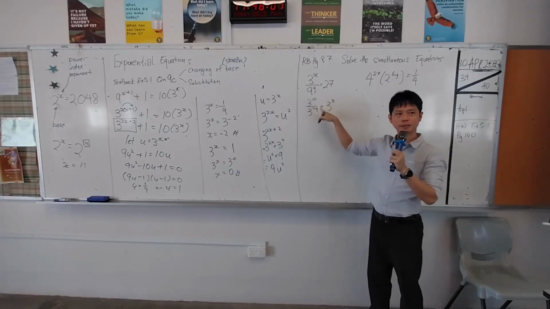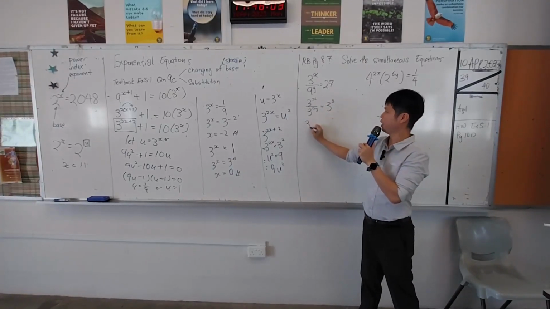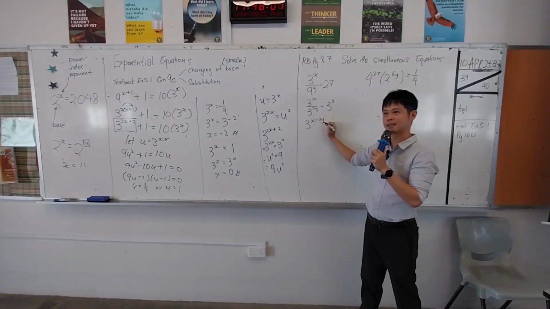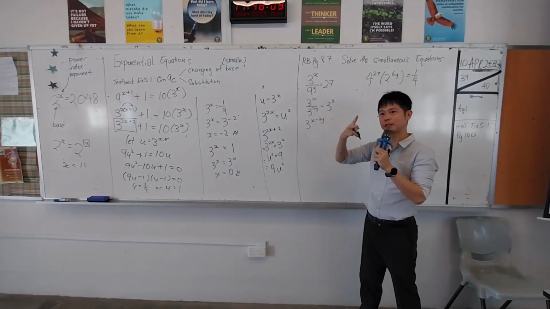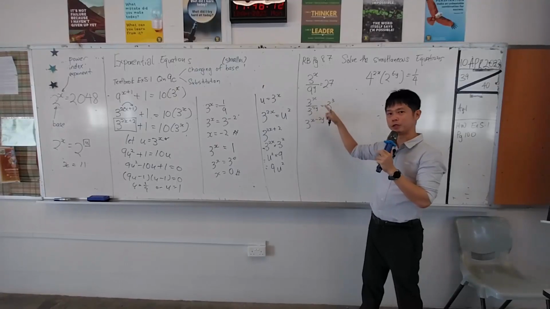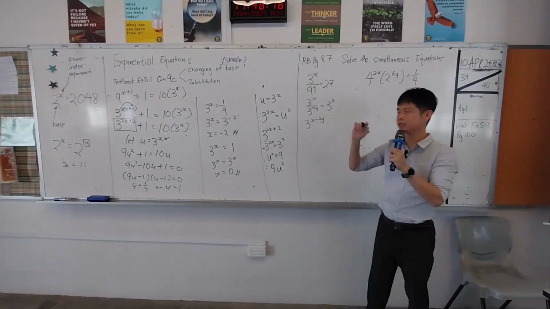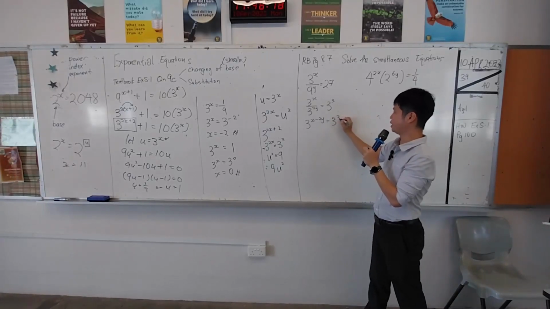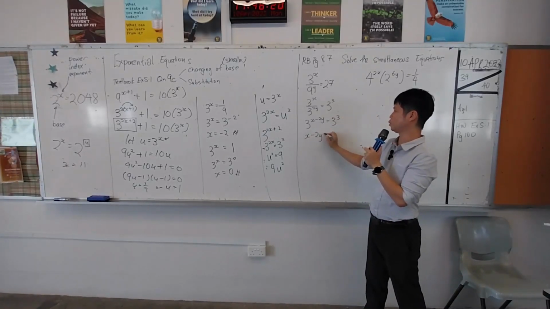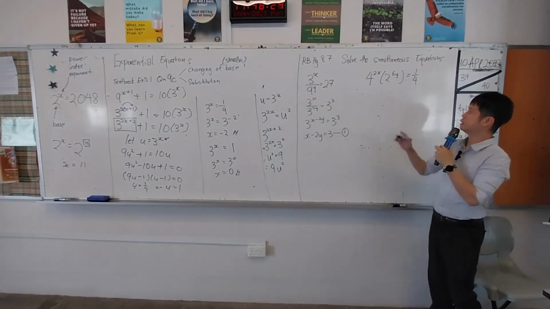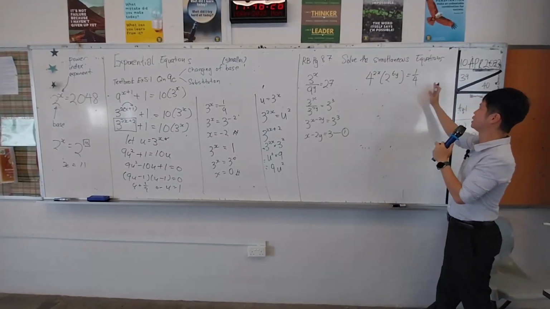Use the law of indices. 3 power x minus 2y. Law of indices, the second one. Same base, when you divide, you subtract the powers. Law of indices 2. And then you have 3 power 3. And we will get our first equation. That's the first equation.